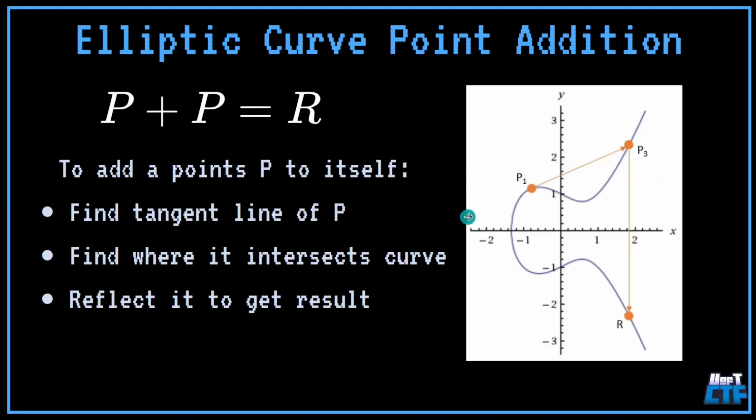You find a tangent line of the single point, so P plus P. You just find a tangent line at P, then find where it intersects the curve, and then you reflect it as well. So you're adding the same points, and multiplication is just addition multiple times. There is a hardness that makes reversing multiplication really hard, because from a point and the result, you're not able to know how many times you multiplied it originally. So that's the idea there.